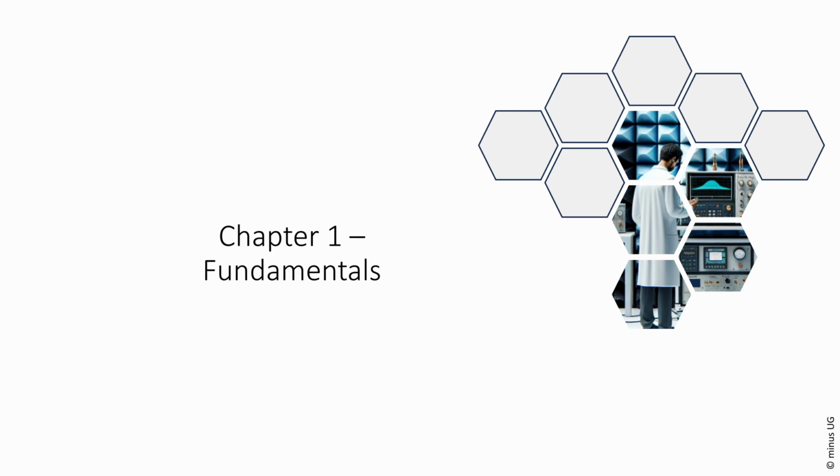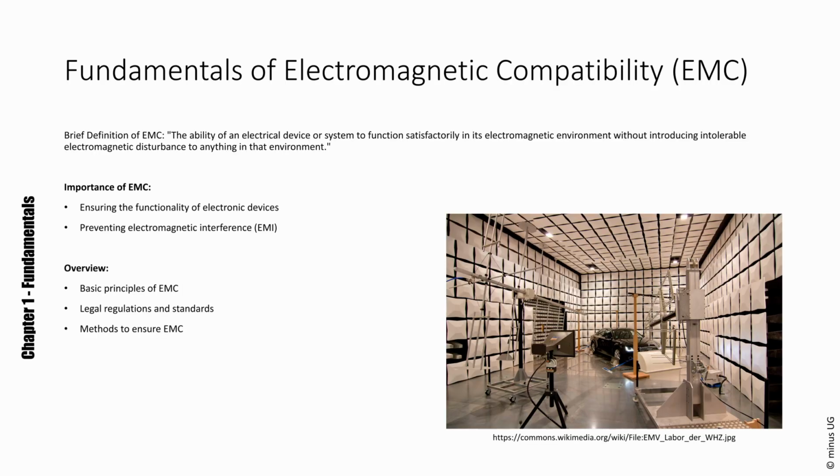Chapter 1: Fundamentals. Basic principles of EMC. Electromagnetic compatibility, EMC, refers to the ability of an electronic device to function properly in its electromagnetic environment without excessively interfering with other devices. The basic principles of EMC revolve around two key aspects: emission and immunity.